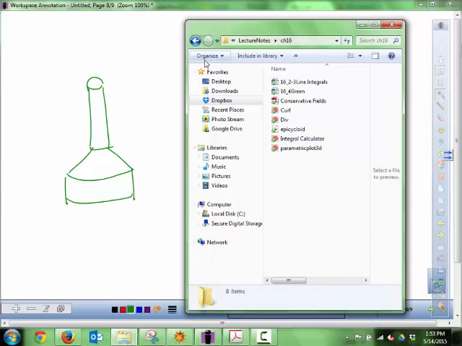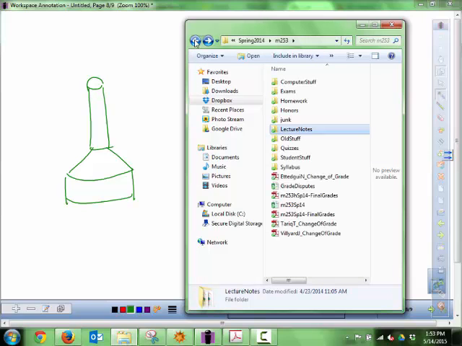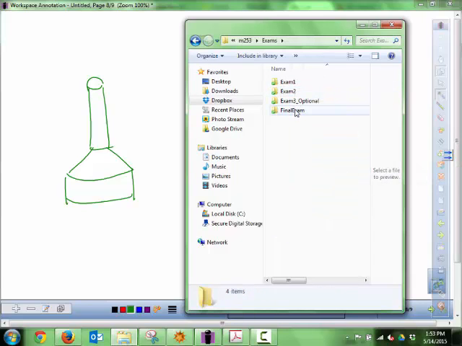Do I have it here? I have it somewhere. Nah, I can't find it.